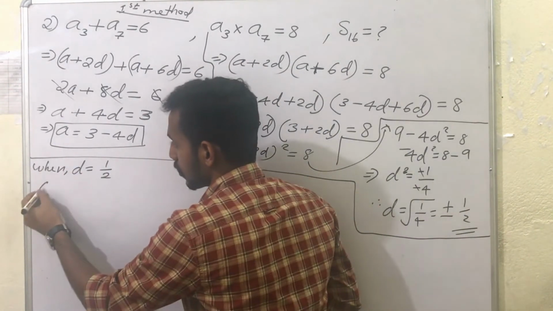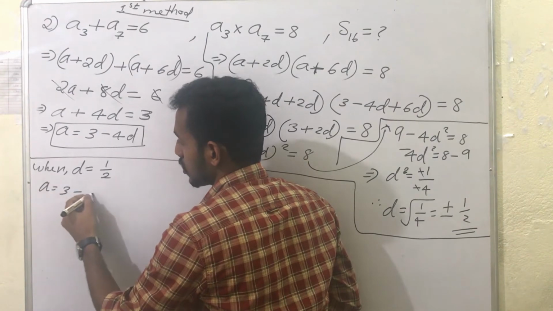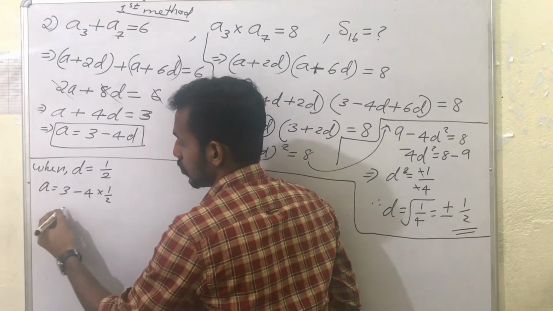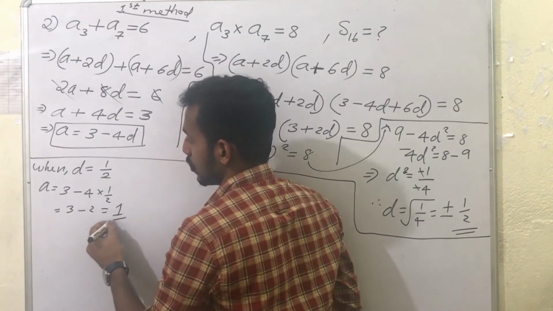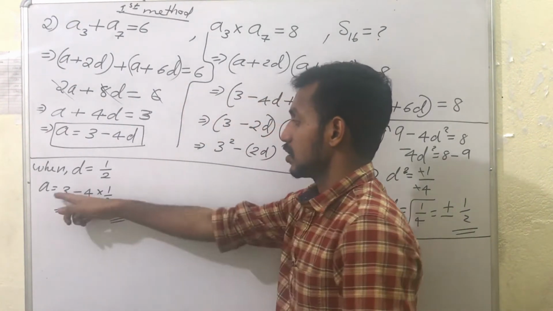A is equal to 3 minus 4 into 1 by 2, which is equal to 3 minus 4 by 2, which will be 2, which is equal to 1. So when D is equal to 1 by 2, A is equal to 1.